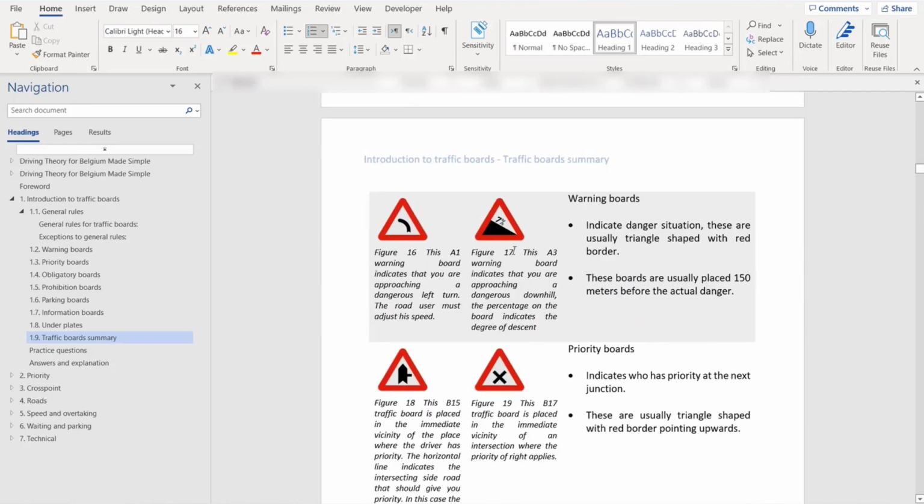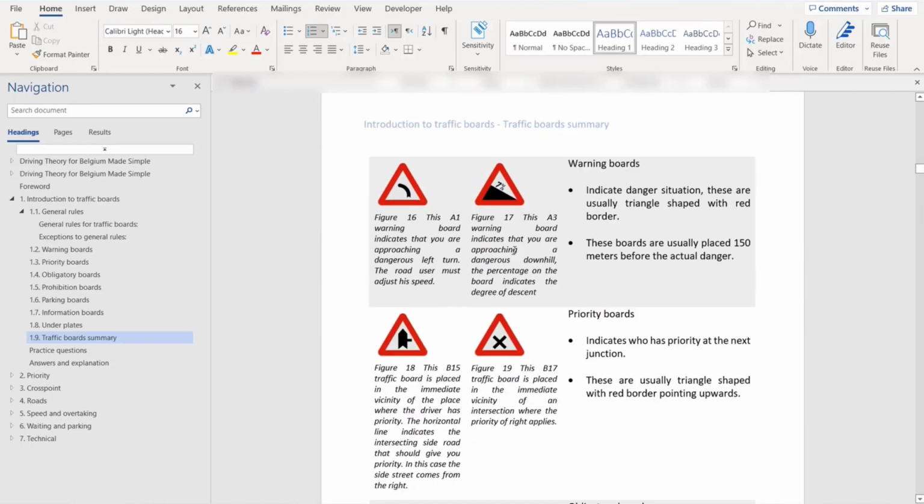So now I have put here some of the boards that we have described. So let's go through this. Warning boards indicate a danger situation, and these are triangle shaped with red border. These boards are usually placed at 150 meters before the actual danger.